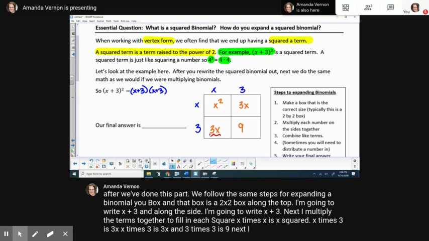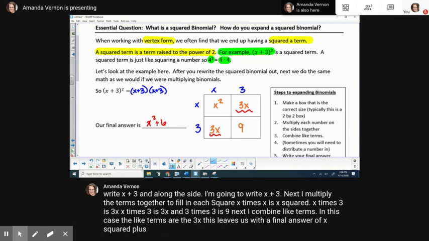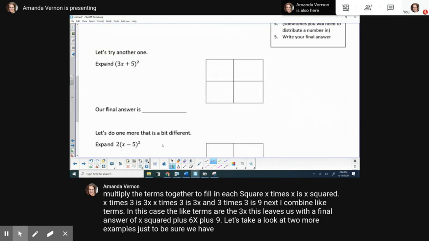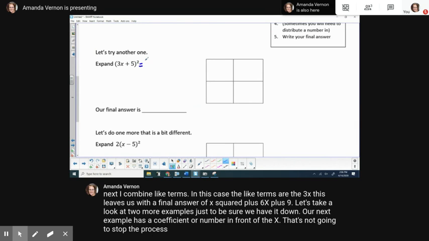Next, I combine like terms. In this case, the like terms are the 3x. This leaves us with a final answer of x squared plus 6x plus 9. Let's take a look at two more examples just to be sure we have it down. Our next example has a coefficient or number in front of the x. That's not going to stop the process though.